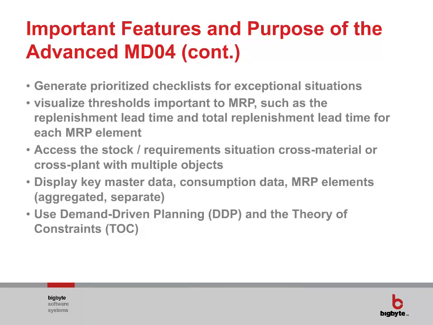You can also generate prioritized checklists for exceptional situations, or visualize thresholds important to MRP, such as the replenishment lead time and total replenishment lead time for each MRP element. You can access the stock requirements situation cross-material or cross-planned with multiple objects. You can display key master data, consumption data, statistics, key figure flows, MRP elements, aggregated or separate, in up to 7 different navigation pop-ups that can be located on different monitors, thereby simplifying navigation.